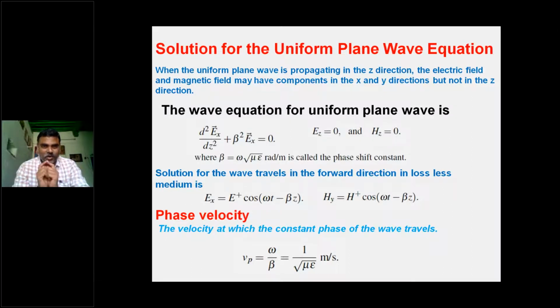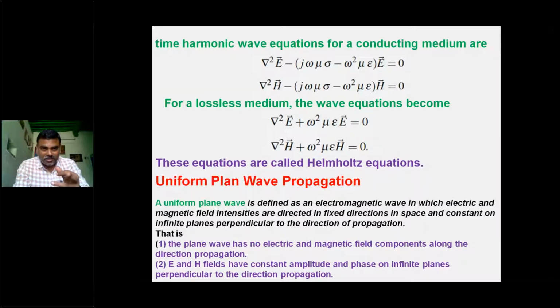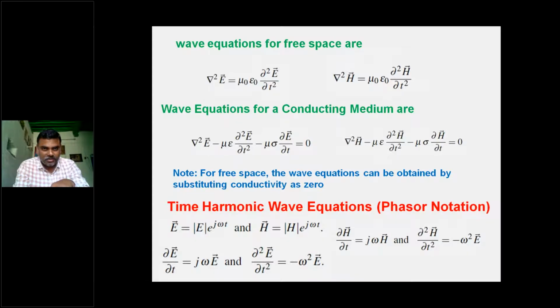That is why the uniform plane wave equation in free space is given by ∂²Ex/∂z² plus β²Ex equal to 0. And here β is nothing but ω√με. Why? Because for lossless media, the wave equation is ∇²E plus ω²με E, and that ω²με is β². So β is ω√με.